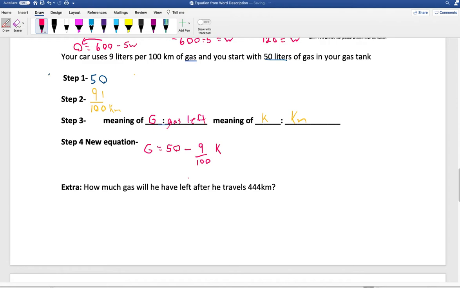So how much gas do you have left after traveling 444 kilometers? Now this is going to be our K value, right here. And we're looking for our G value. So let's write down our formula again. G equals 50 minus 9 over 100 K. Let's plug in our value. G equals 50 minus 9 over 100. Oh, sorry, that should be 100.